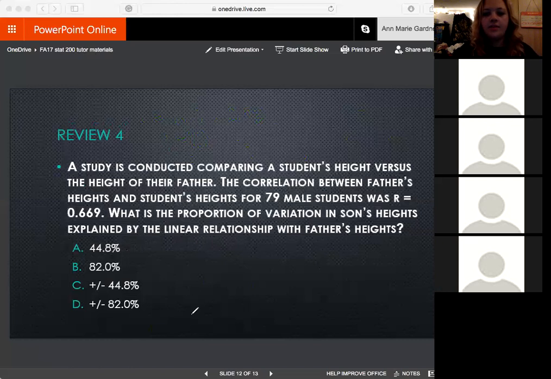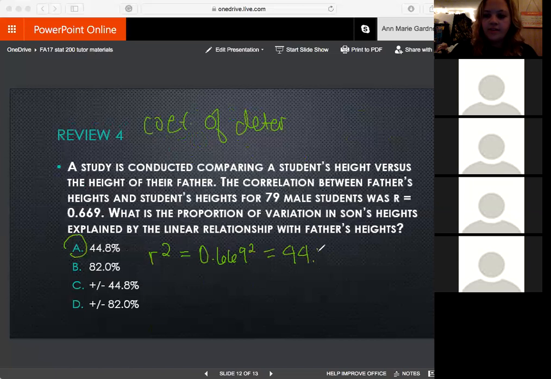All right, good job. Yep, so our answer is A here. Remember, this has to do with our coefficient of determination. For the coefficient of determination, we square our r value. So in this case, we take 0.669 and square it, and that gives us about 0.447561. We round that to approximately 44.8 percent.